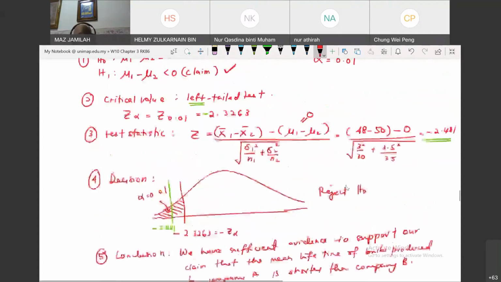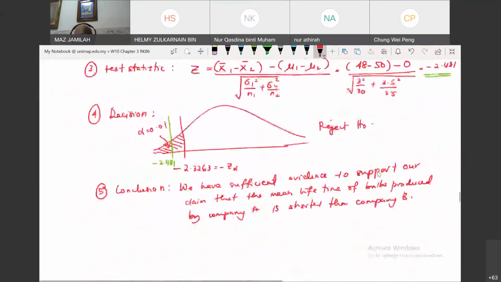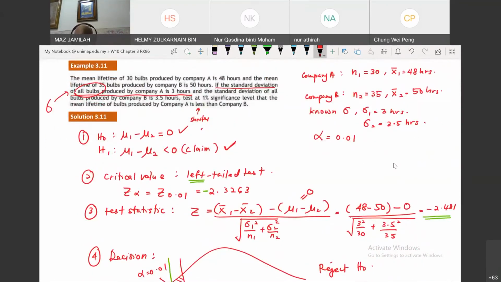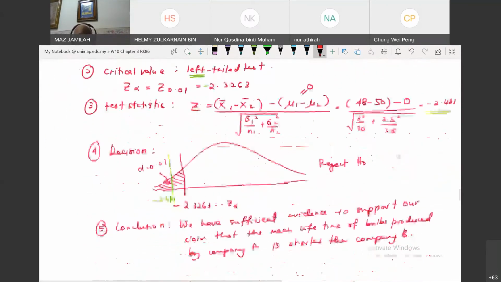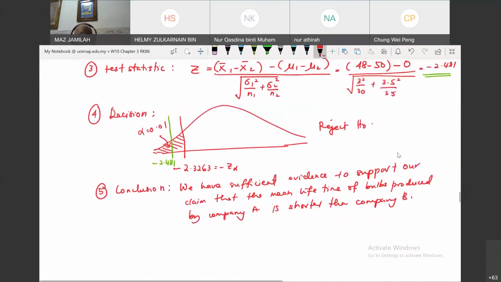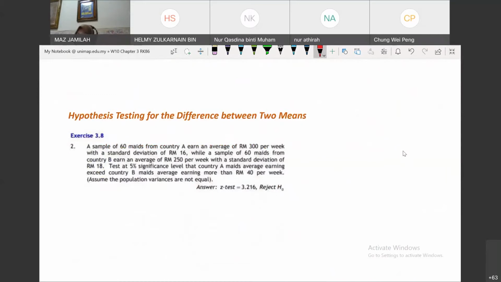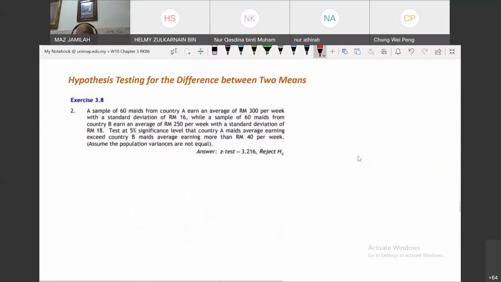Any question, class? That would be how to perform the hypothesis test for two population means using the traditional method. You can try using the p-value method on your own. Let us look at one of the exercises before we end our class with hypothesis testing for two population proportions. Let's look at exercise 3.8, which you can find on page 99.